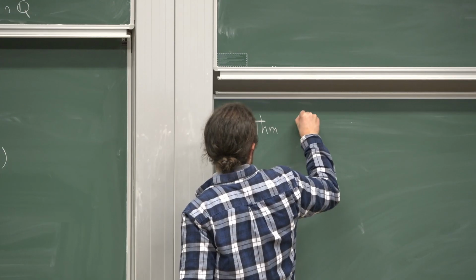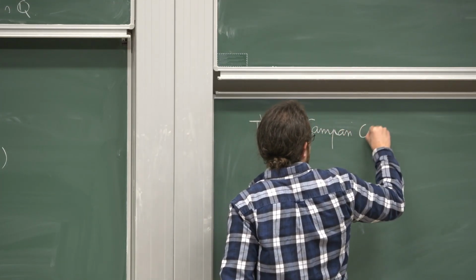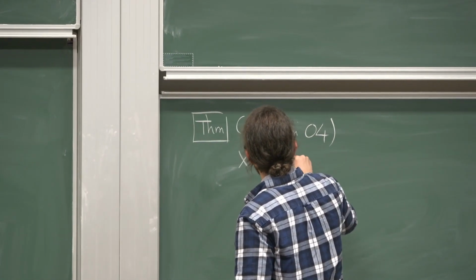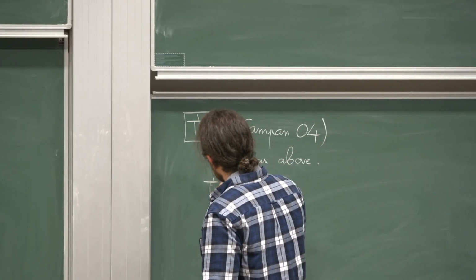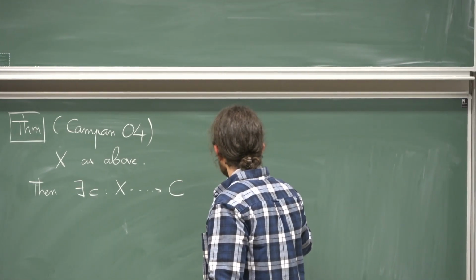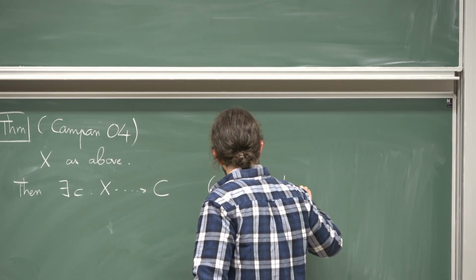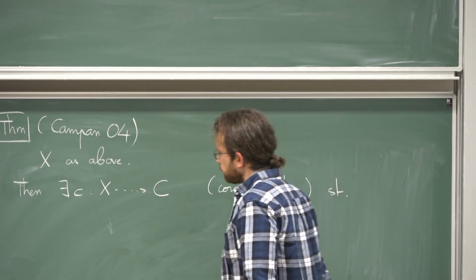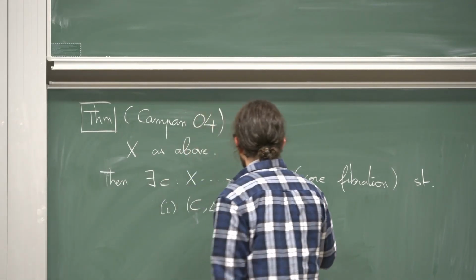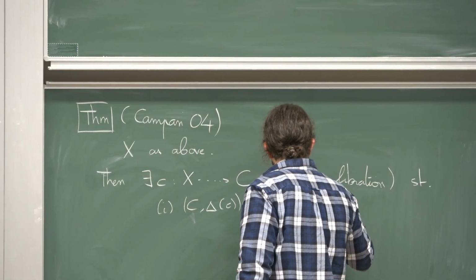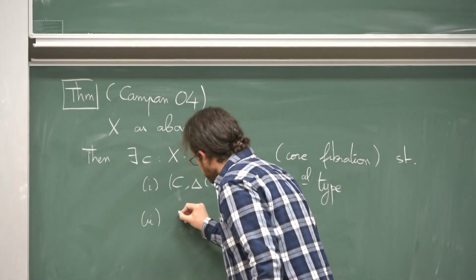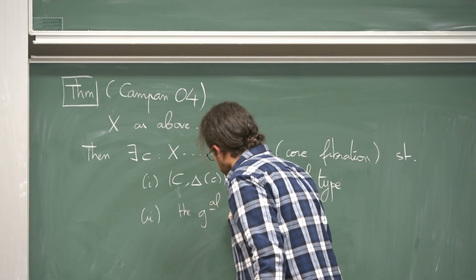but what's interesting in this respect is that Campana provides a theorem which tells us that if you take X as above, then there exists a fibration from X to some base, which he calls the core fibration, such that the orbifold base is of general type, in the sense I explained above, and the general fibers are of special type.